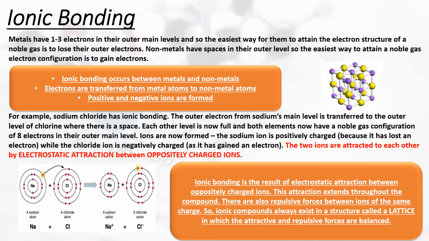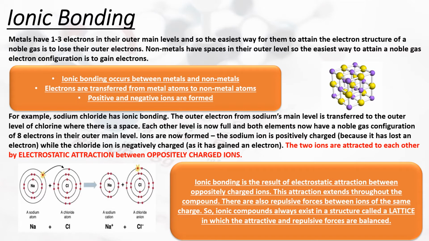So for example, sodium chloride has ionic bonding. The outer electron from sodium's main level, remember that sodium is in group 1, so it has 1 electron in its outer shell, is transferred to the outer level of a chlorine, which being in group 7 has 7 electrons, and so it has 1 space.